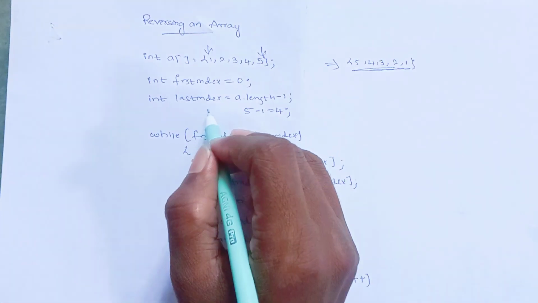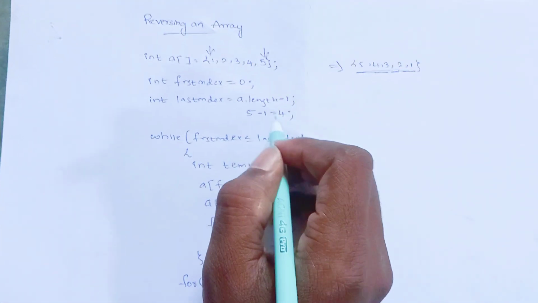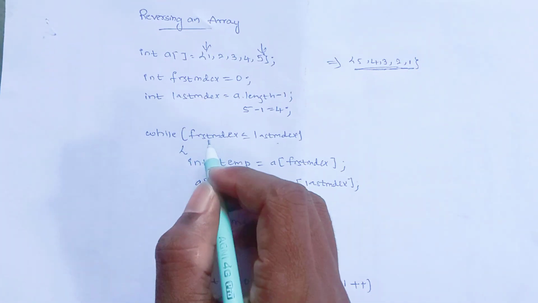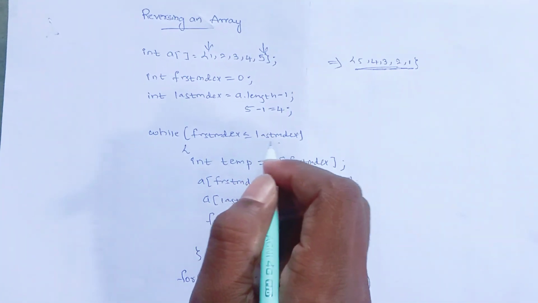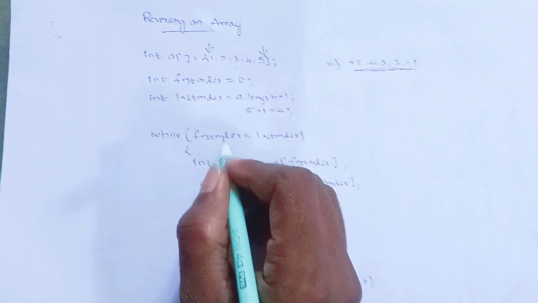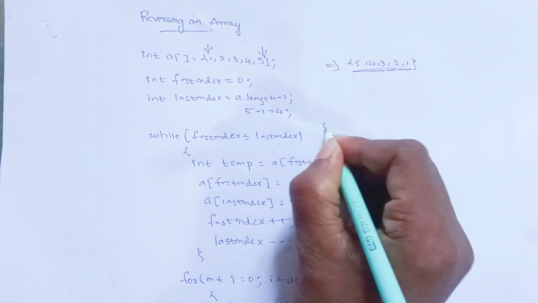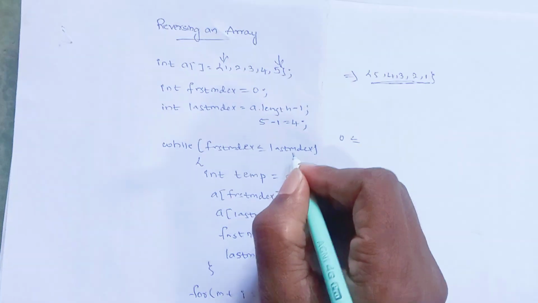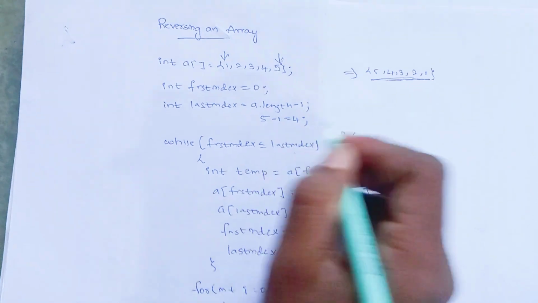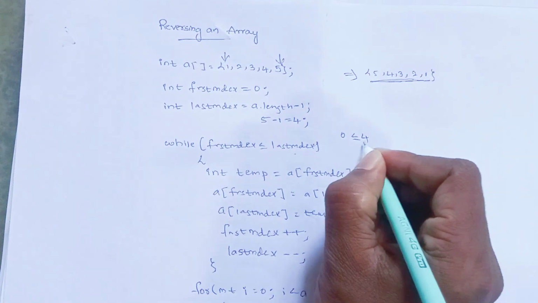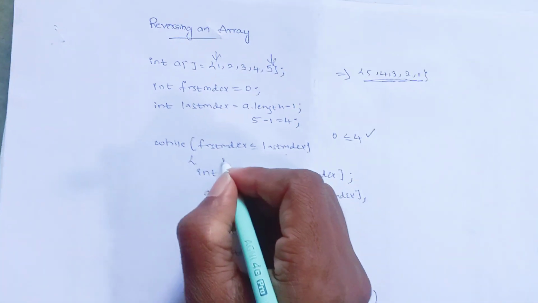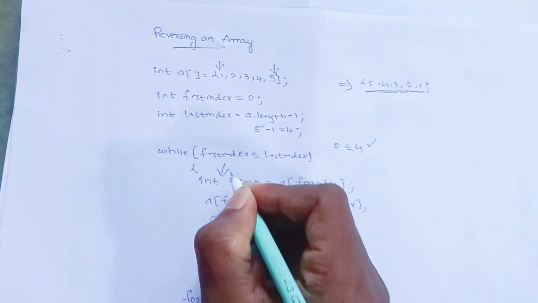So I have taken last index equals to 4, and then we check the while condition, that is while first index less than or equals to last index. The first index value is 0, less than or equals to last index, whose value is 4. So 0 less than or equals to 4, the condition is true. Once the condition becomes true, it enters into the while loop.